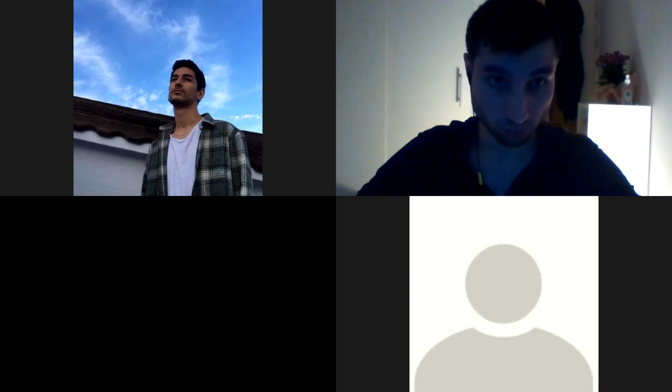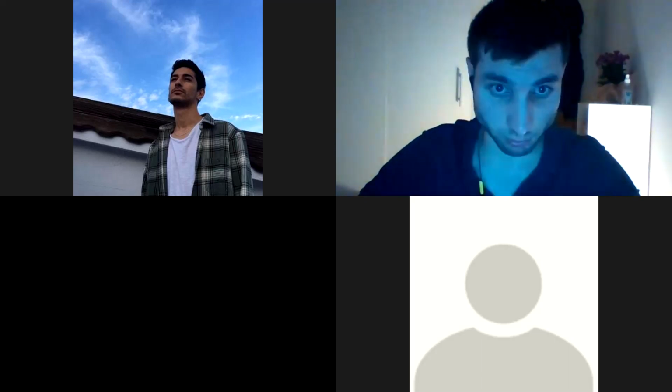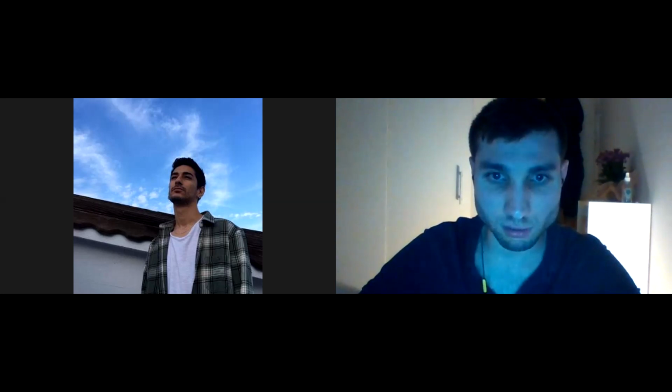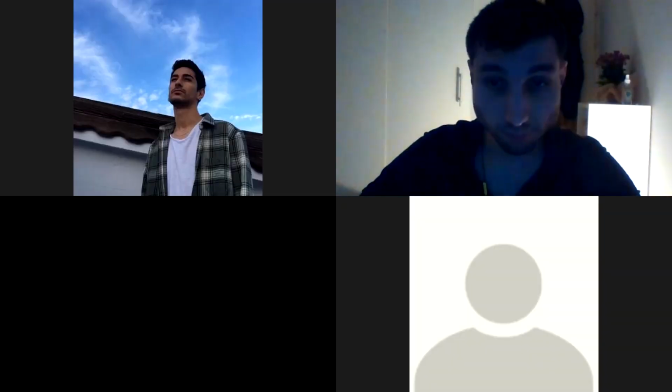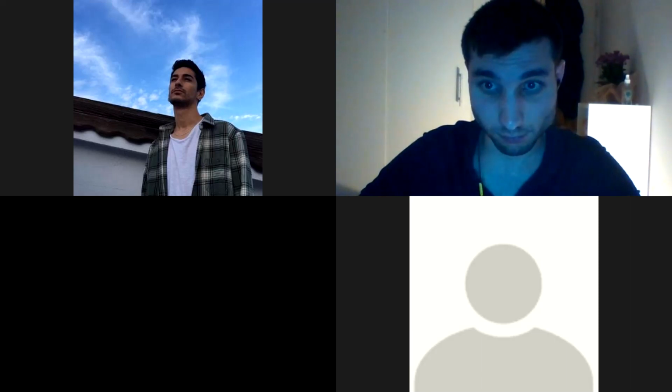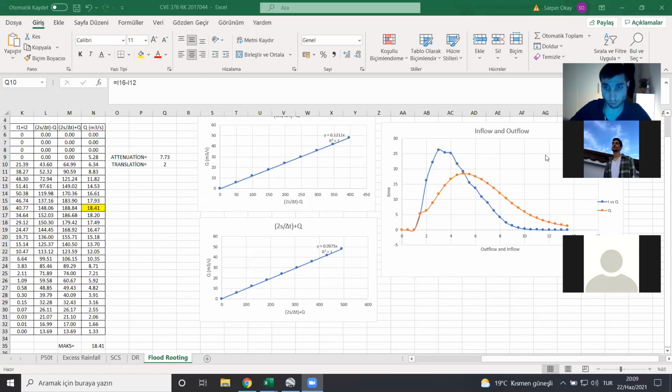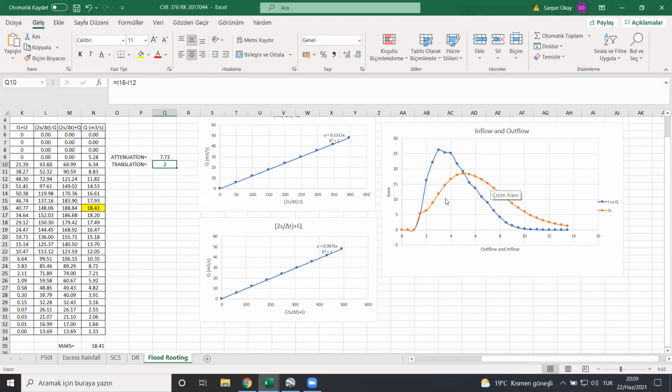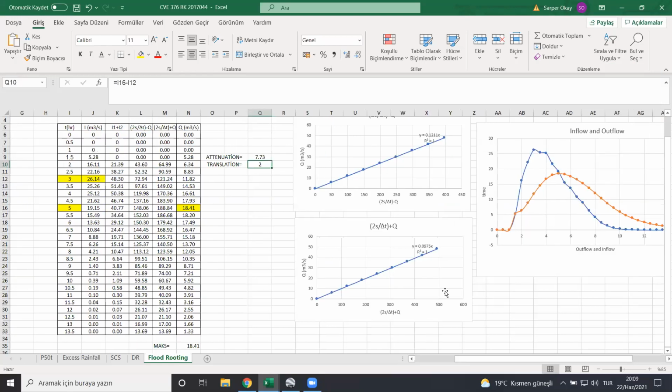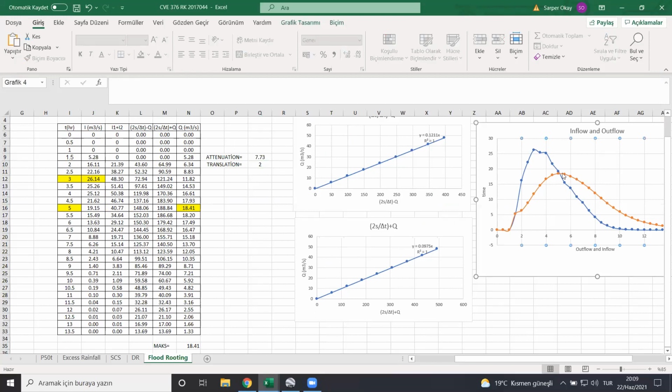On the last page, in the rightmost graph, what was it? I cannot see. Is it necessary? I cannot see your screen. Ah, okay. Let me share it again. You mean this graph? Yes, hocam. Inflow and outflow. This graph shows the inflow and outflow. So basically this one and this one. Okay, hocam. Thank you.